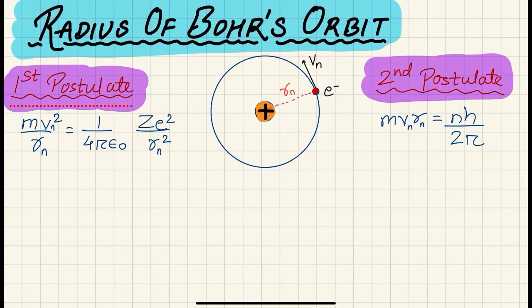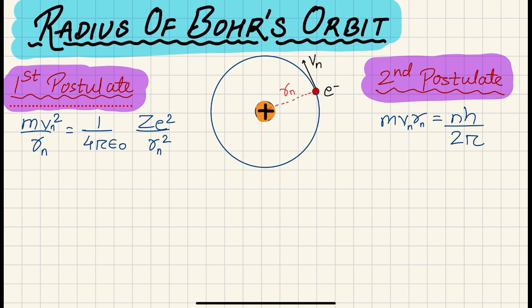Let us try to derive an expression for the radius of Bohr's orbit. Now, in order to start with the derivation, you will need the first two of his postulates. So, first, let us discuss them. The first postulate deals with an electron revolving in a circular orbit, in some nth orbit at some distance Rn with velocity Vn.